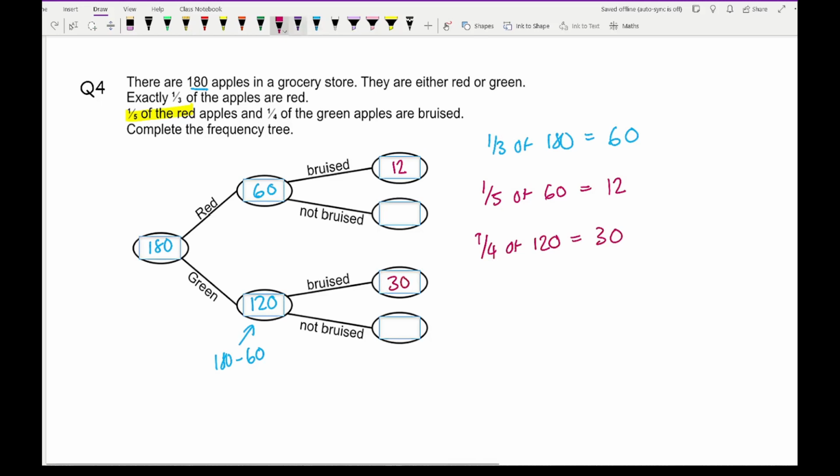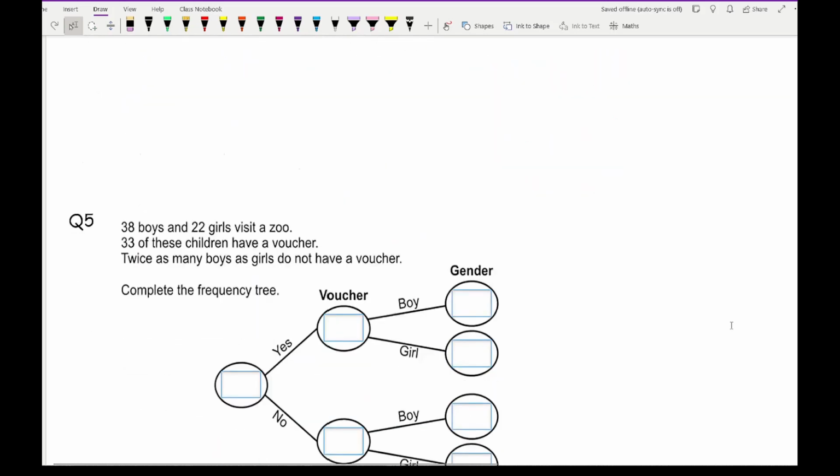So then the next bits I need to work out are how many are not bruised. Well, 12 plus what gives you 60? That's going to be 48. And what plus 30 gives you 120? That's going to be 90. So then again, I've completed my tree diagram.